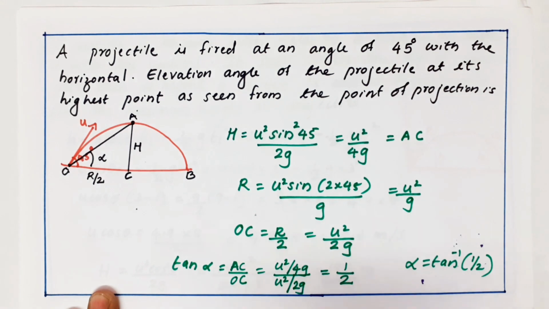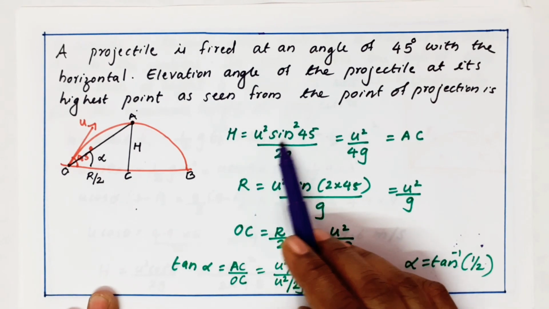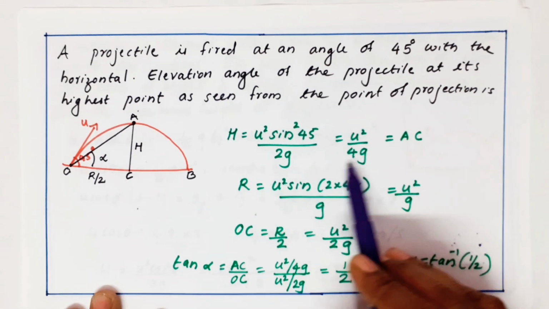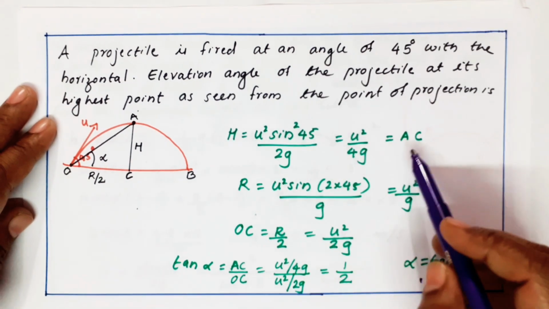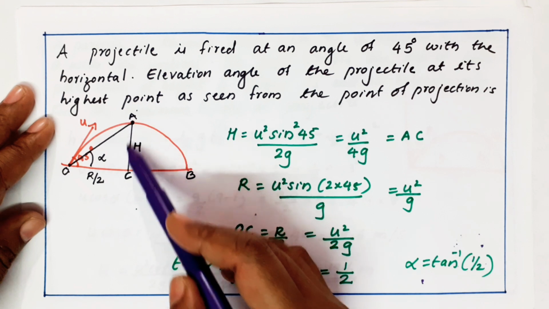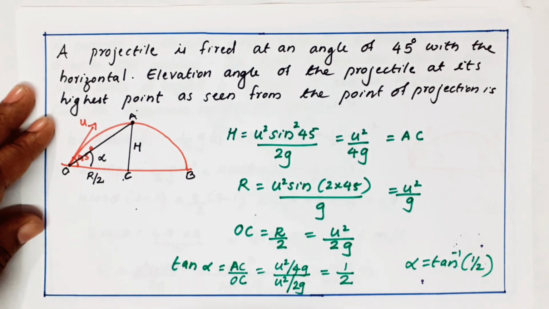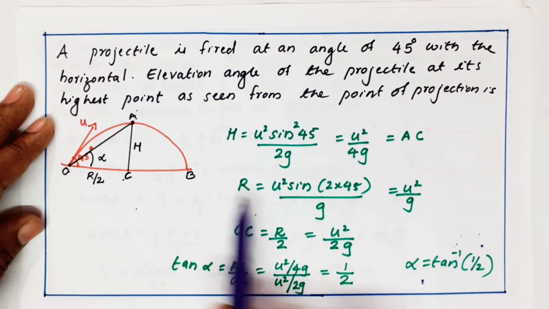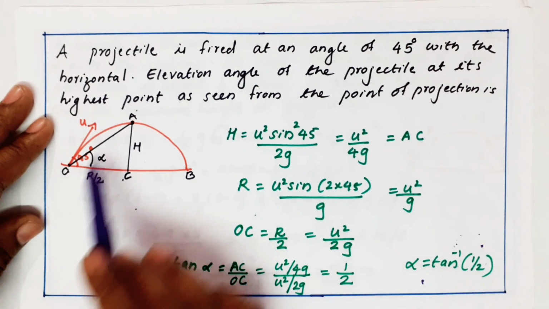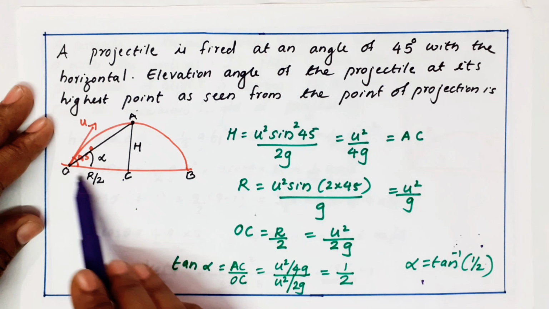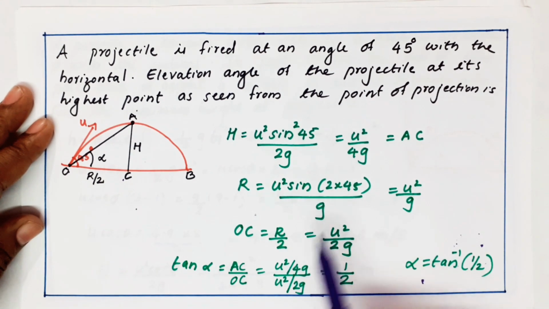So here I can write the height equation: U square sine square theta by 2g, that is U square by 4g, because sine square 45 is 1 by 2. So we can write this as AC. Height is nothing but AC. And the total range you can find by U square sine 2 theta by g, that is U square by g. But if you take this right triangle, this is half of the range, that is R by 2, that is U square by 2g.